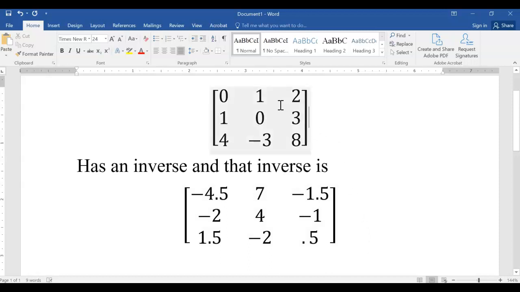If you wanted to, you could go ahead and do the row column expansion and multiply to confirm that you actually do get the identity matrix. It's not terribly hard to do, but I'm not going to show you that. You can check for yourself that when you multiply the top matrix times the bottom matrix, you actually do get the identity.